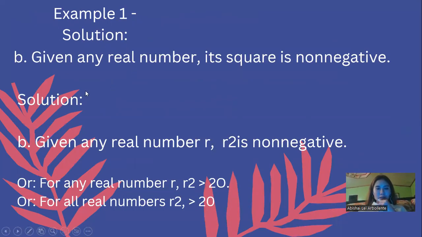Example number 1, solution B. Given any real number, its square is non-negative. Solution B. Given any real number r, r squared is non-negative. Or, for any real number r, r squared is greater than 20. For all real numbers, r squared is greater than 20.